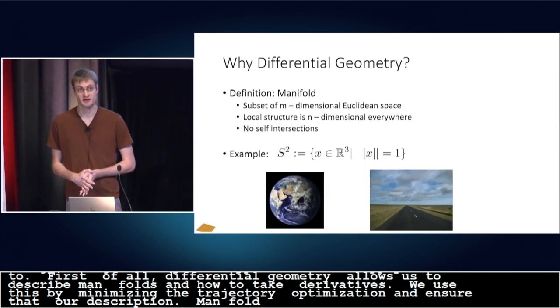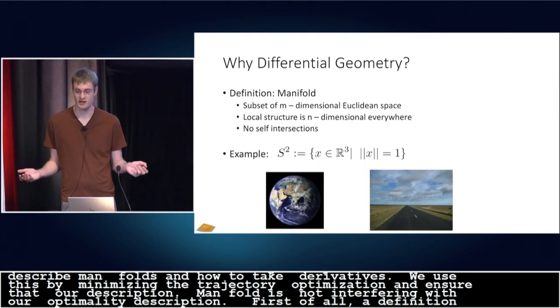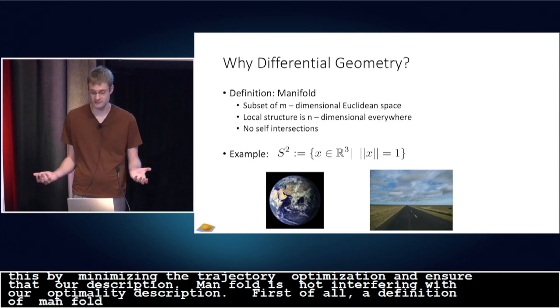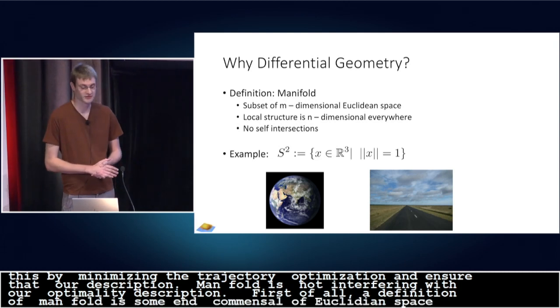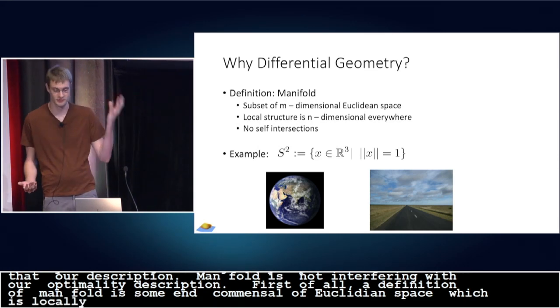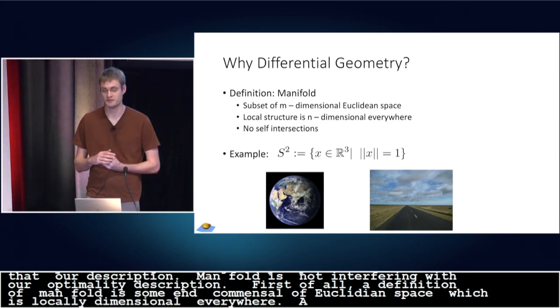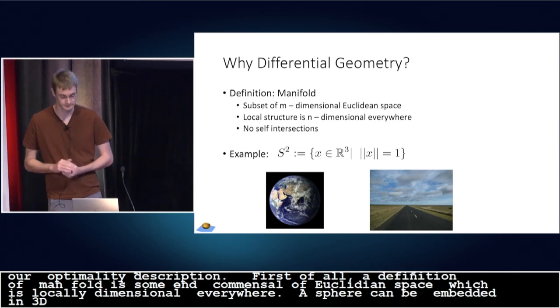First of all, a definition of a manifold is some n-dimensional subset of Euclidean space, which is locally n-dimensional everywhere. So the classic example is a sphere. A sphere can be embedded in 3-dimensional space, but everywhere on the surface, it kind of looks like a flat plane.